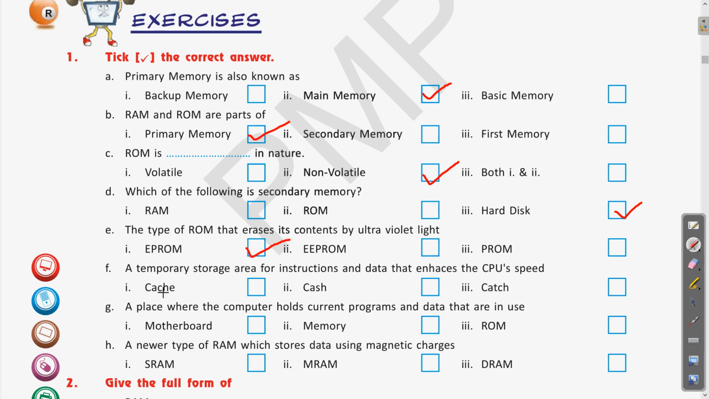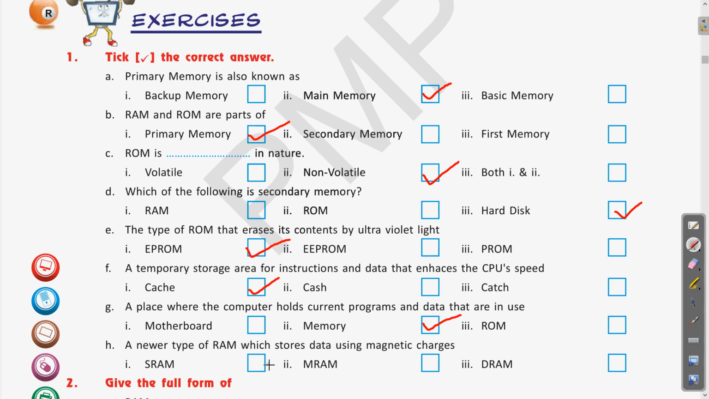So if you will see here, the first one is CACHE. So this is the cache memory. So the answer will be CACHE. Then the next one is a place where the computer holds current programs and data that are in use. So where does the computer hold the current programs or the data? Motherboard? No. Memory? Maybe. ROM? No. ROM is used for permanent storage, the firmware. So what will the answer of this be? Memory. In the memory, the computer holds the current programs or the data that are used.